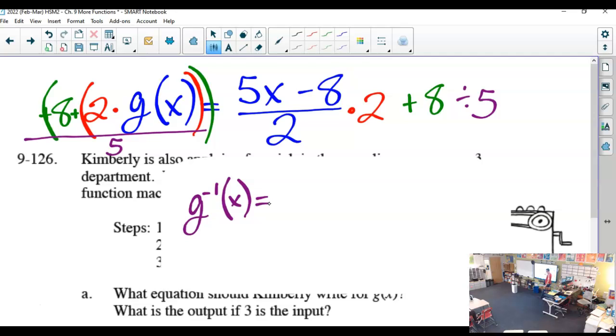So the inverse of g of x is now, what are we saying? 2x plus 8 all over 5. It was actually 2g of x that we were using, but now it's just x when we write the inverse function. And this is what I meant. If I was you and struggling with this, I would use x and y instead of g of x and x. So 2x plus 8 all over 5.